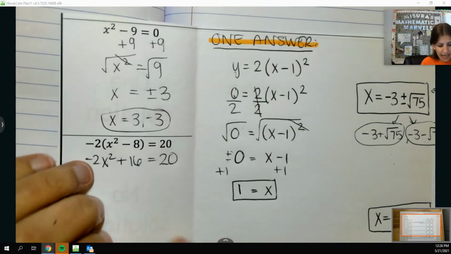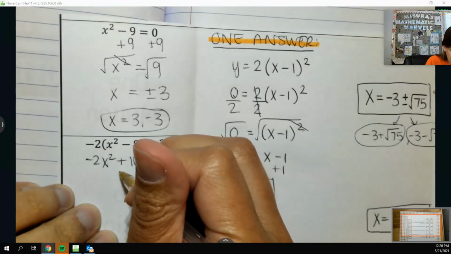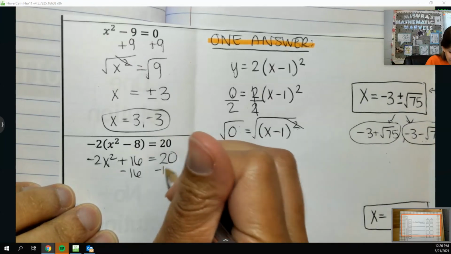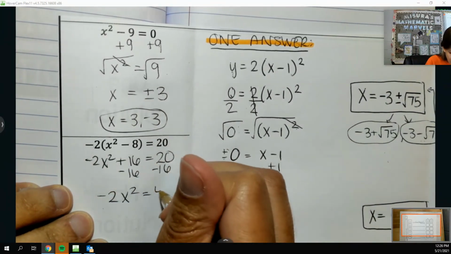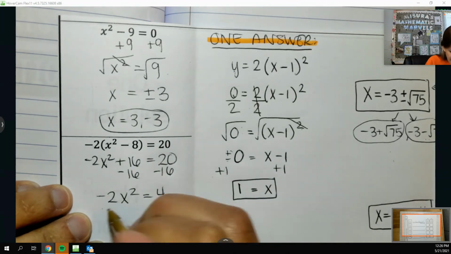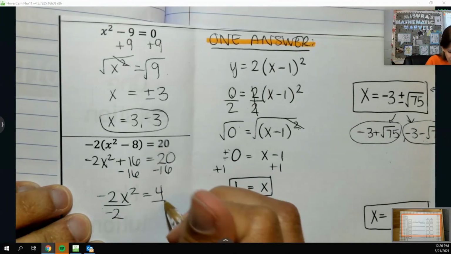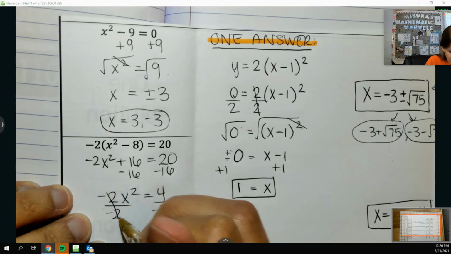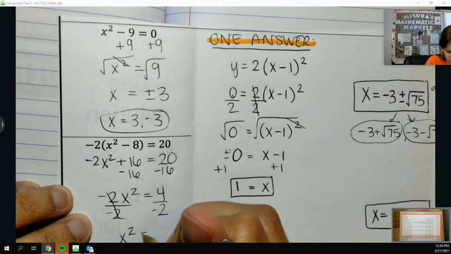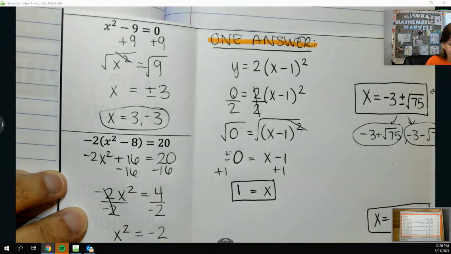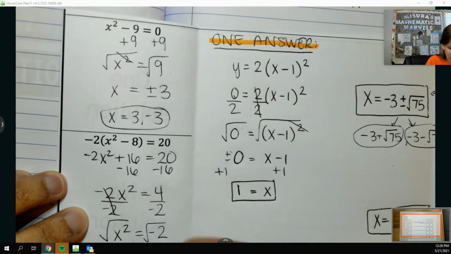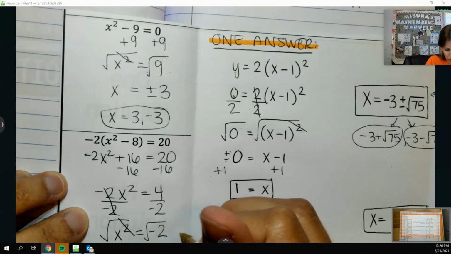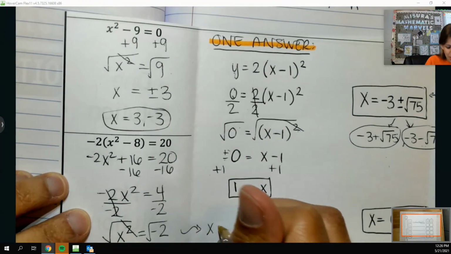Then we just want to work on getting x alone. So I would subtract the 16. And so we'd have negative 2x squared equals 4. And then I divide by negative 2. So x squared equals negative 2. And then we got to square root that. So the square root and square cancel each other, and we're just left with x.